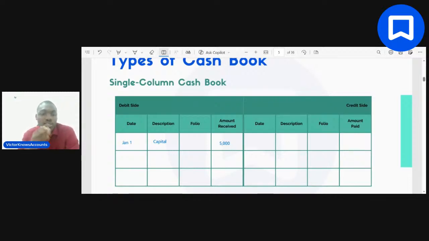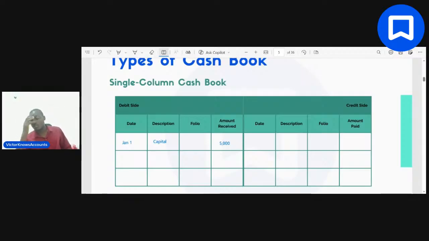So, date January 1, description capital, there's nothing on that folio, and then you have your amount received under the debit side. Is that fine for January 1? Now let's assume that you bought goods worth 2,000 naira on January 2nd. It means that now when you buy goods, who is the receiver?